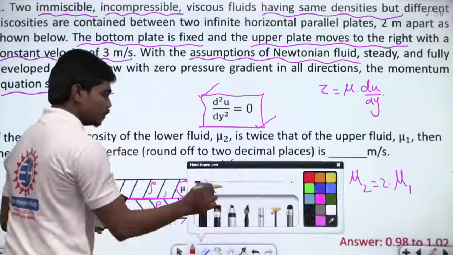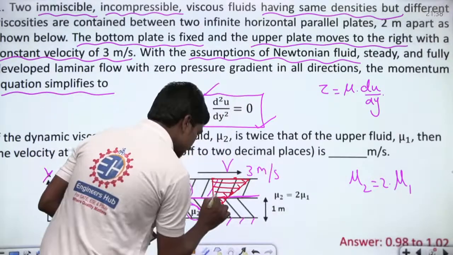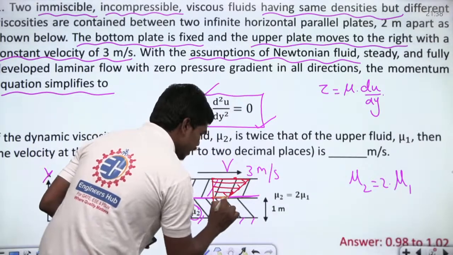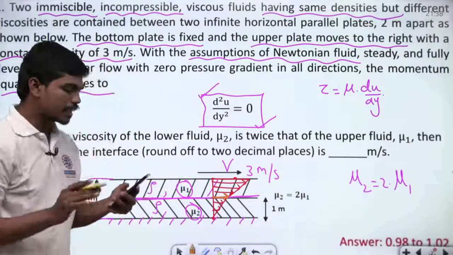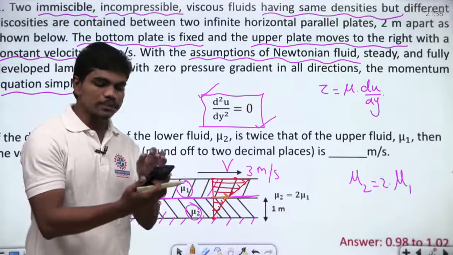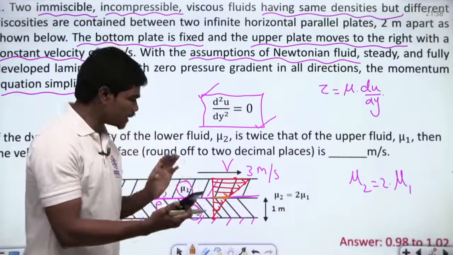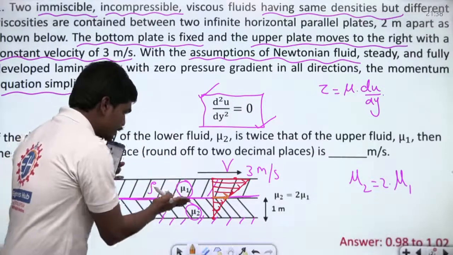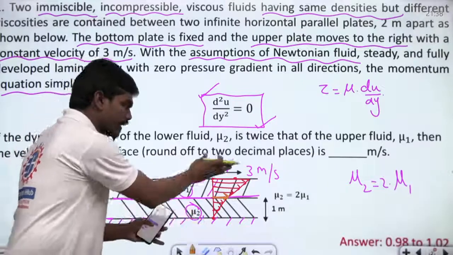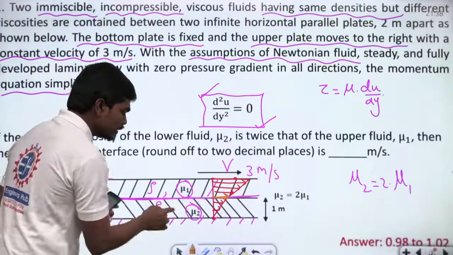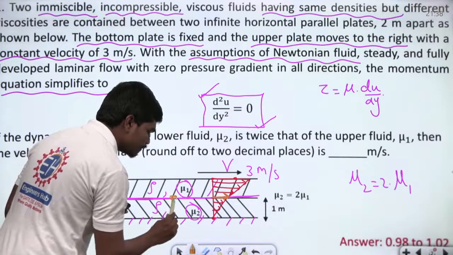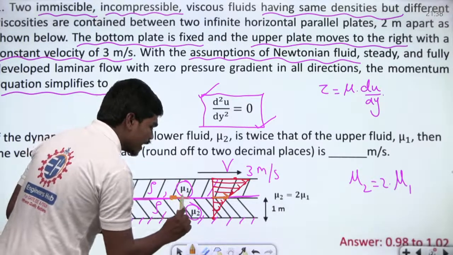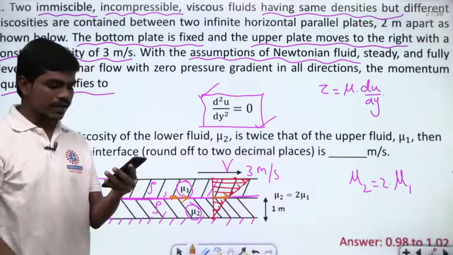But of course, to maintain continuity, what should happen? This velocity of the upper layer and this velocity of the lower layer should both be the same at this interface. Can you all identify this? So please do respond, please do type in the chat box. Can you all understand that if this bottom plate is fixed and the top plate is moving, and this is the interface layer, then the bottommost layer of the first fluid and the topmost layer of the second fluid should have the same velocity, and that's nothing but the velocity of the interface, correct?